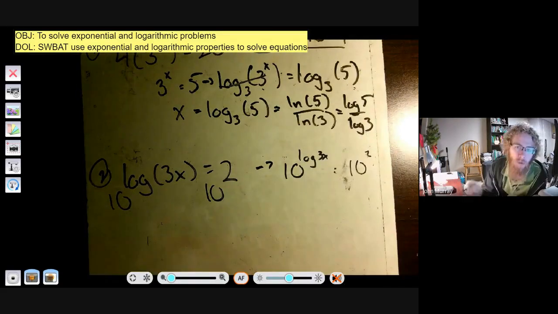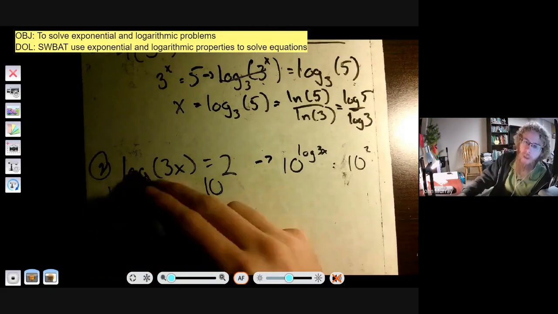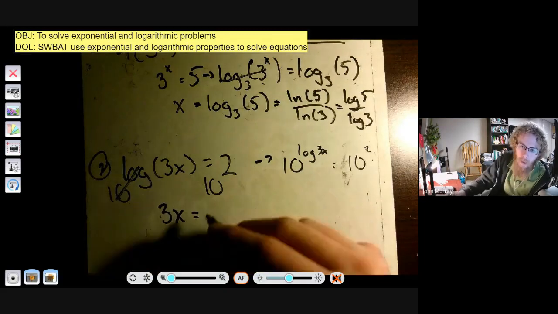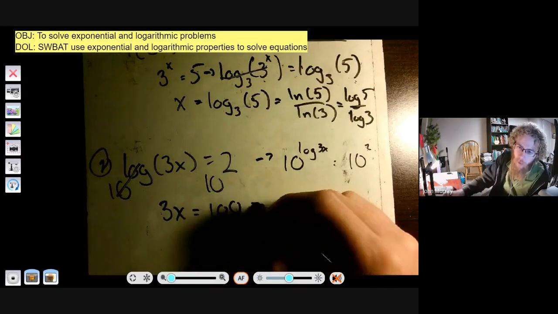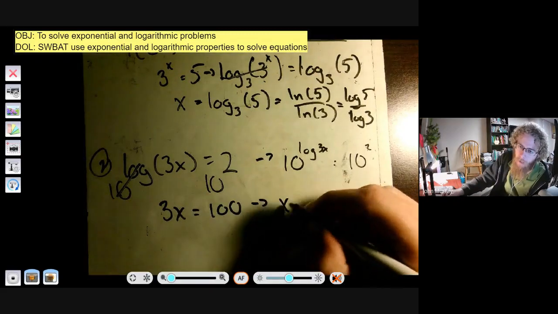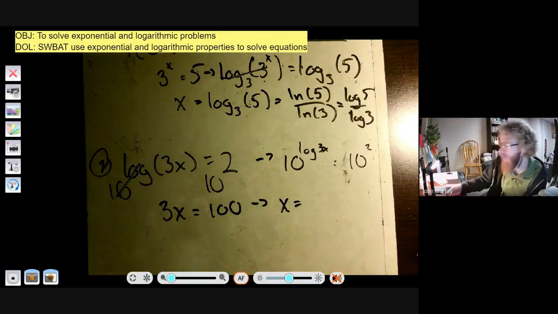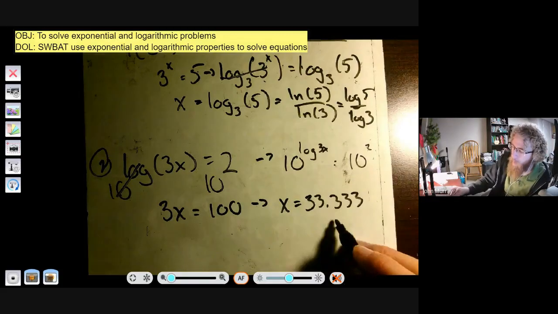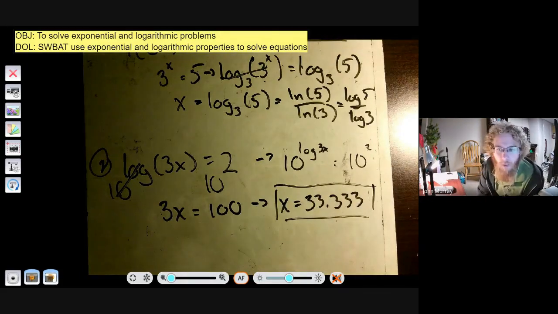All right, but sometimes I'll just throw the base underneath. So these cancel out. So you have 3x. Now 10 to the squared is 100. And then we divide both sides by 3. So again, we're going to get a decimal here, 33.333. If we round to 3 decimal places, we get 33.333.